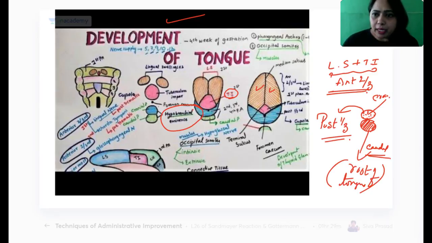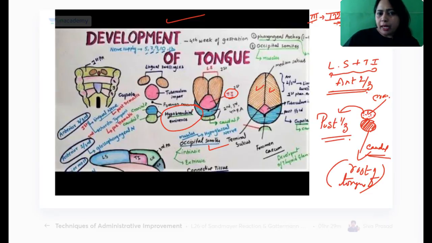So the hypobranchial eminence is actually going to be the derivative from the third and fourth arch. The cranial part, third arch. The caudal part, fourth arch. All the muscles are from the occipital somites. There are intrinsic and extrinsic muscles. You can see that there is connective tissue also. They're all from the occipital myotomes.